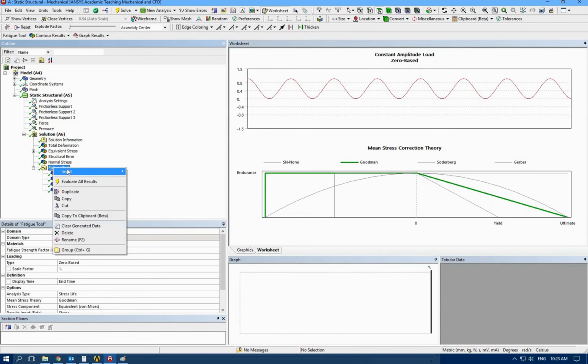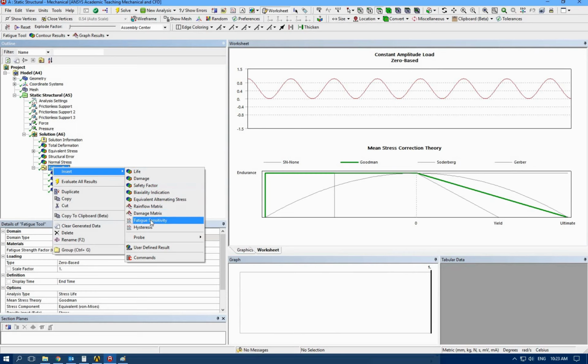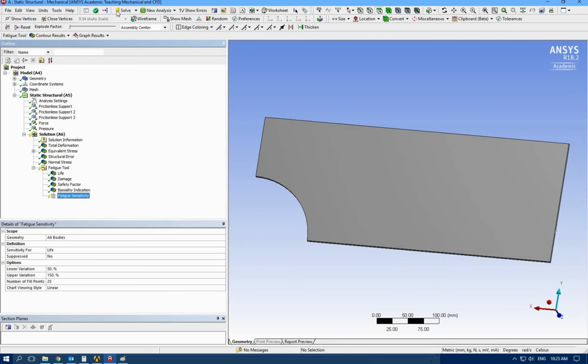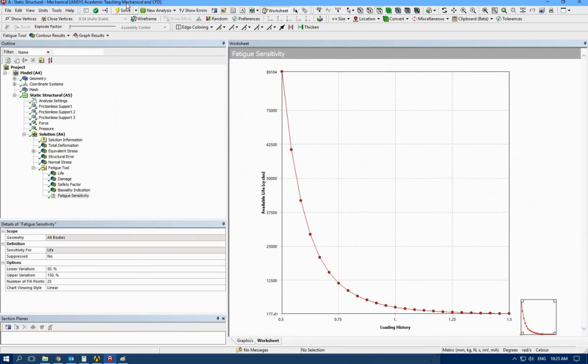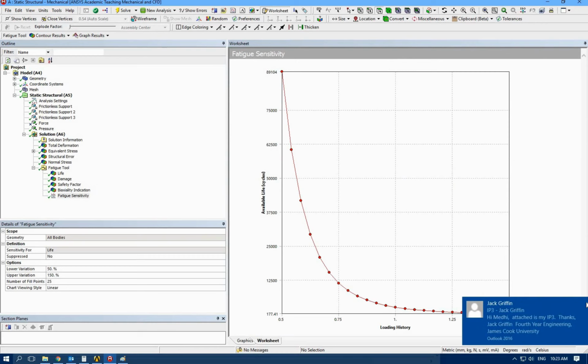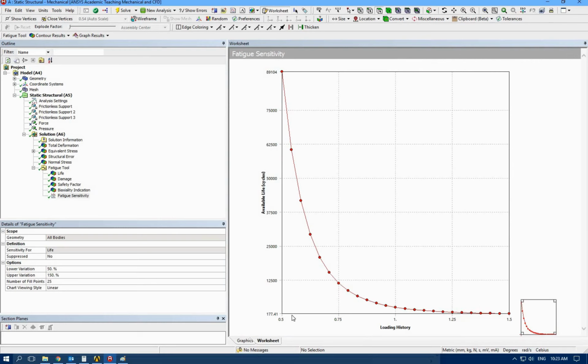Let's add one more piece of information: fatigue sensitivity. Oh, it's interesting. Okay, we have loading history and life cycle.